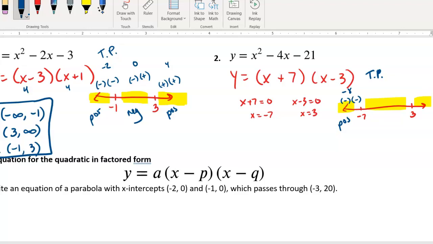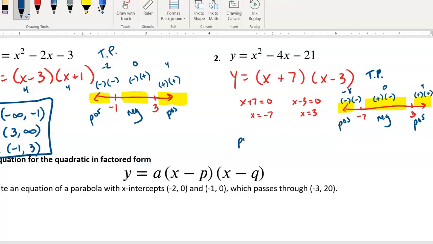Between negative 7 and 3, let's use a test point of 0. 0 plus 7, well, that's going to be positive. 0 minus 3 is negative, and a positive times a negative is a negative. And lastly, we can use a test point of 4. 4 plus 7, that would be a positive answer. 4 minus 3, that's also positive. A positive times a positive would be positive.